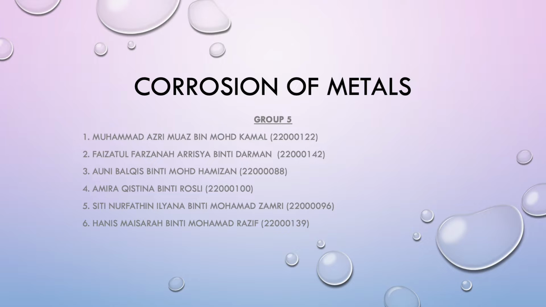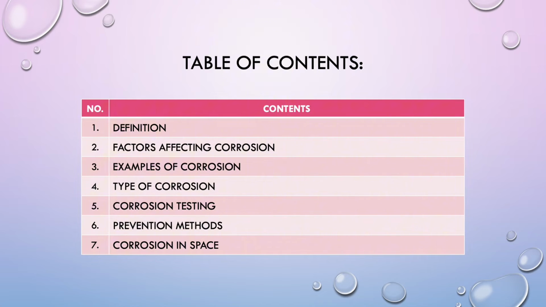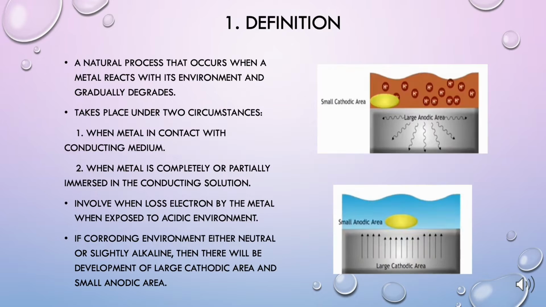Metal is strong, but it has a weakness, which is corrosion. It's what happens when metal slowly gets damaged, like when rust forms on iron. But why does this happen? In this video, we will talk about definitions, factors affecting corrosion, examples of corrosion, types of corrosion, corrosion testing, prevention methods, and last but not least, corrosion in space.